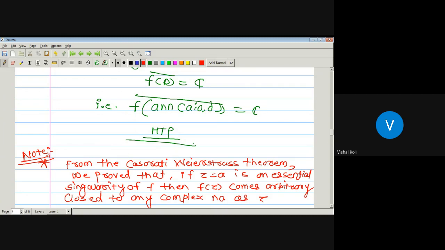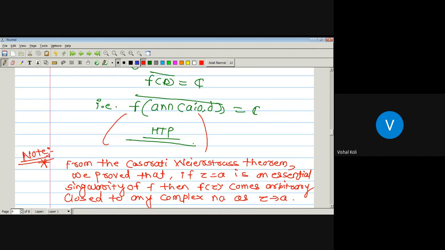as z is tending towards a, which is just by this one. That is, whenever the closure of f of the annulus A(a; 0, delta) is equal to the complex numbers, it means each complex number is either a member of this set or a limit point of that set, and that is nothing but f of z comes arbitrarily close to any complex number whenever z belongs to this region.